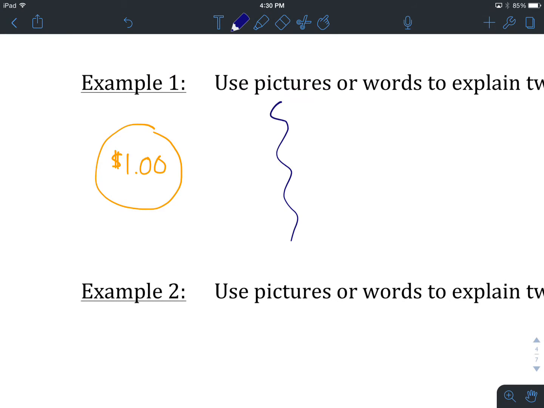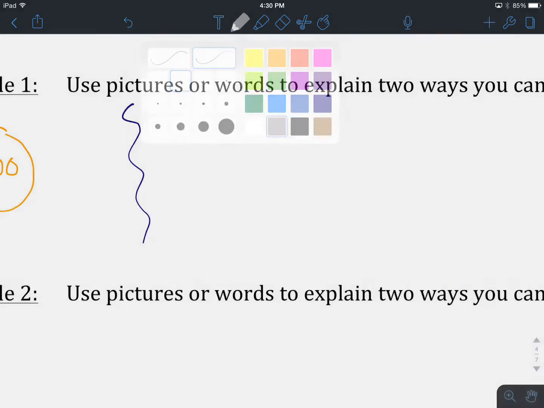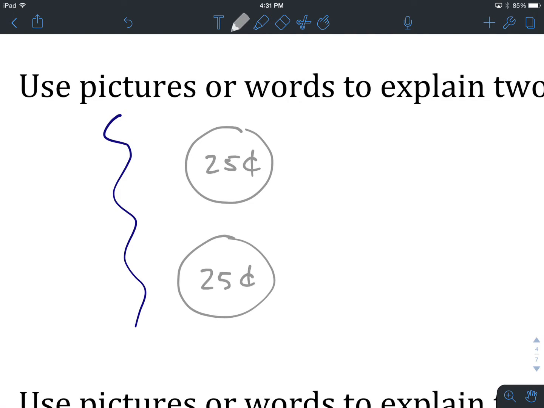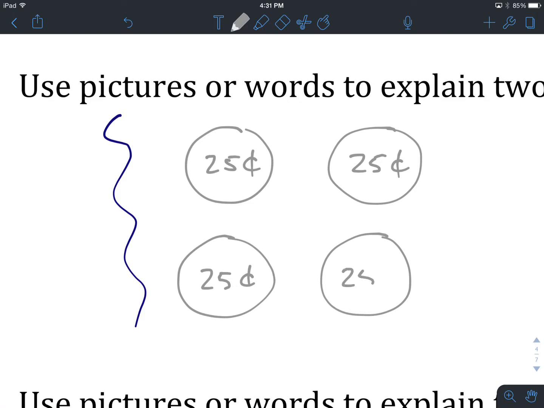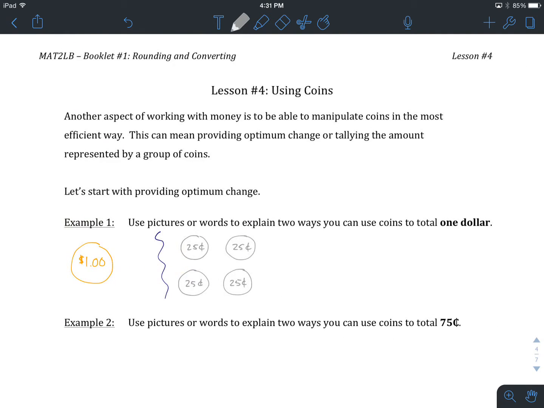If I didn't have a loonie, the next most valuable coin we have here in Canada is the quarter. So I could draw 25 cents, that's a quarter, and I would need 4 of these to get us $1. Just drawing quarters here. Alright, so there's our 4 quarters. That's 2 different ways that you could go about getting $1 worth of money using coins.